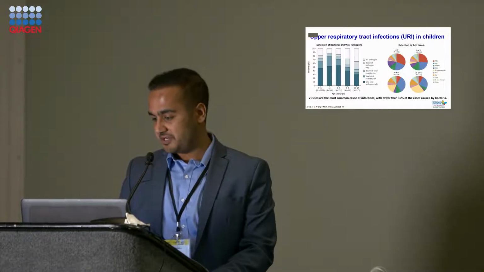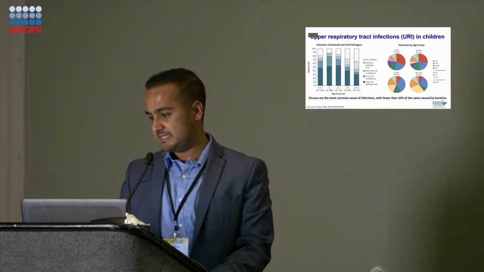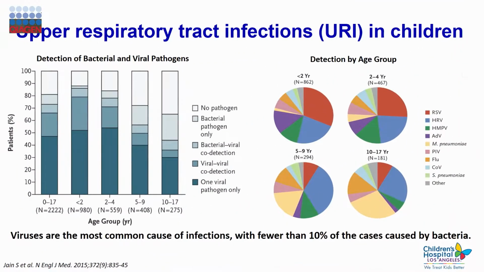This is another figure from the same paper, and this figure breaks down the most common pathogens that we usually see that cause upper respiratory tract infections and its incidence by age. So as you can see, for children under the age of 2, RSV and rhinovirus are the two most common pathogens, but with age, these proportions change slightly. And for example, something like mycoplasma, which has very low incidence in children under the age of 2, increases in incidence as children age.